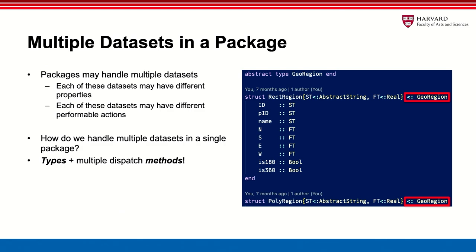So the data sets have different properties. They each also probably have different performable actions. For example, if you want to download half hourly data, you can convert half hourly into hourly data or 3-hourly data, but you cannot convert daily or monthly data into hourly or 3-hourly data. So all these data sets will have actions that you can perform on all of them, and some of them have actions that are specific only to some or each of them. So in a single package, how do we handle multiple data sets? Using types plus multiple dispatch.